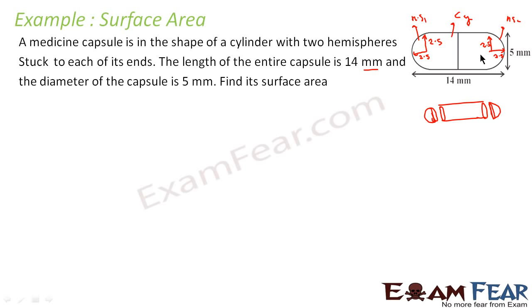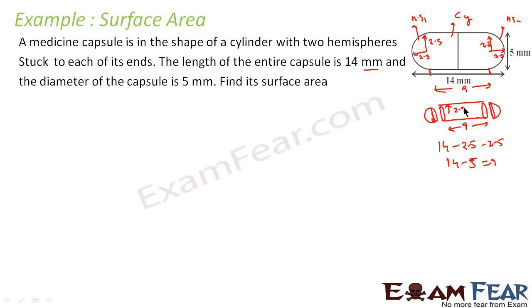So the total length is 14, from 14 you subtract 2.5 and 2.5, that is 14 minus 2.5 minus 2.5, that is 14 minus 5, you get 9. So the length from here to here will be 9 millimeter. I'm just finding the lengths here. So the height of the cylinder is 9, or length you can say, and the radius of the cylinder is 2.5.